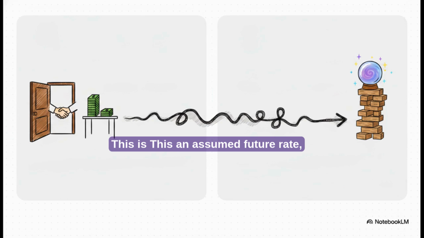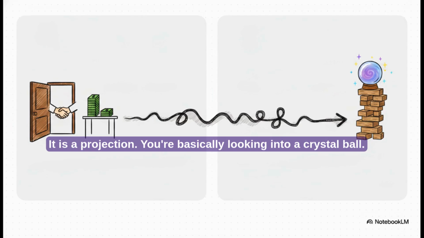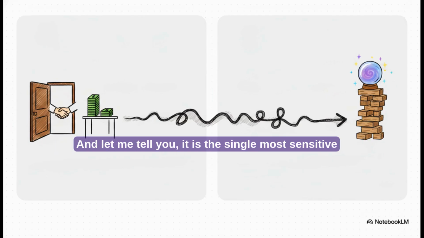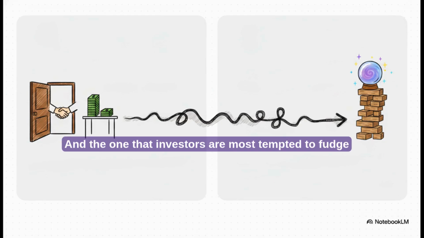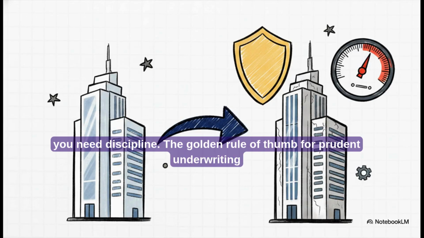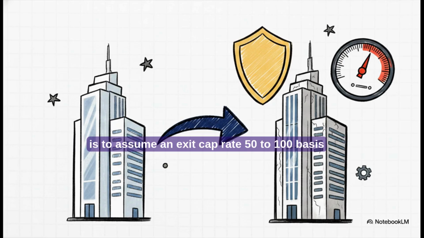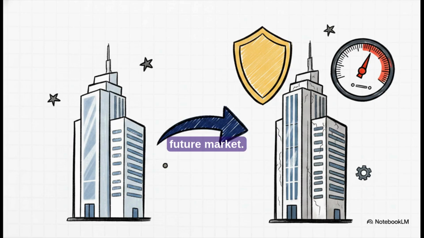This is an assumed future rate, used to estimate the property's sale value down the line. It is a projection. You're basically looking into a crystal ball. And let me tell you, it is the single most sensitive assumption in a hold period model, and the one that investors are most tempted to fudge just to make a deal look good on paper. But if you actually want to survive across economic cycles, you need discipline. The golden rule of thumb for prudent underwriting is to assume an exit cap rate 50 to 100 basis points higher than your entry rate. This naturally reflects an aging asset or a potentially softer future market.